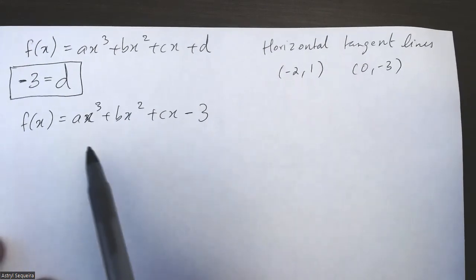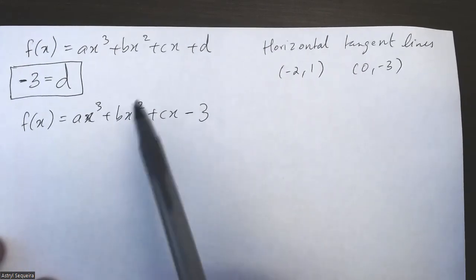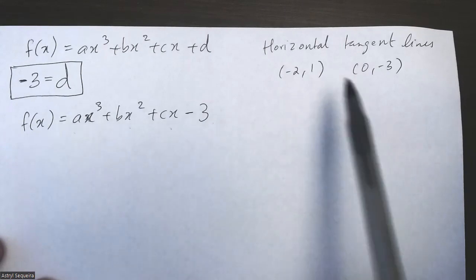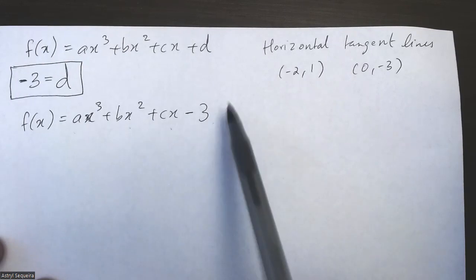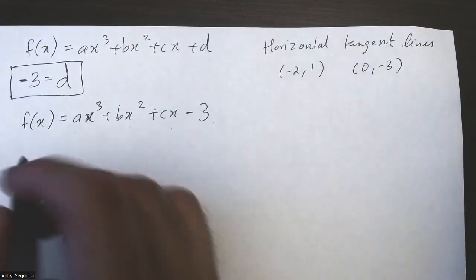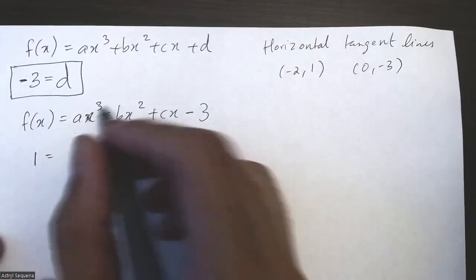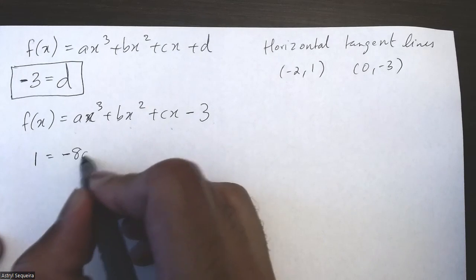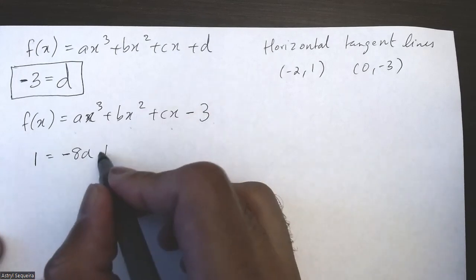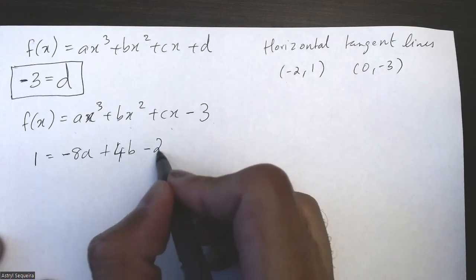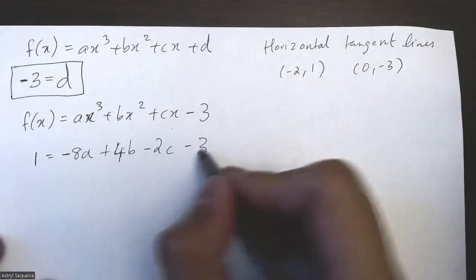Now that I found my d, I need to find a, b, c. So I can just take the other point and sub it in this simplified equation over here. So y is 1 and x is -2. So -2 cubed is -8. -2 squared is +4. And then -2c, and then -3.